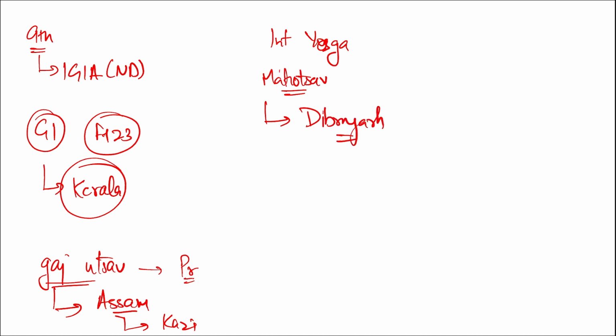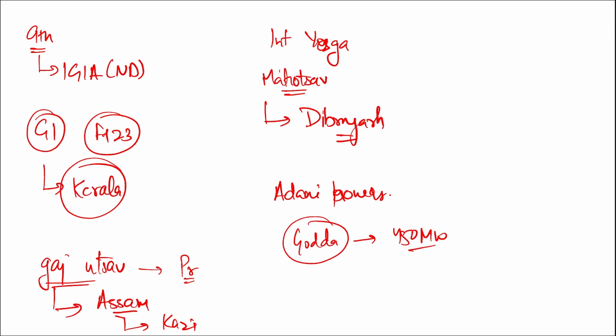International Yoga Mahotsav. Then apart from this, Adani Power, that is of Adani Group, have recently provided Goda plant to Bangladesh, that is for 450 megawatt. And if you remember, Adani will be supplying electricity to Bangladesh, and for that reason only this Goda plant of Adani Power is given to Bangladesh, right?